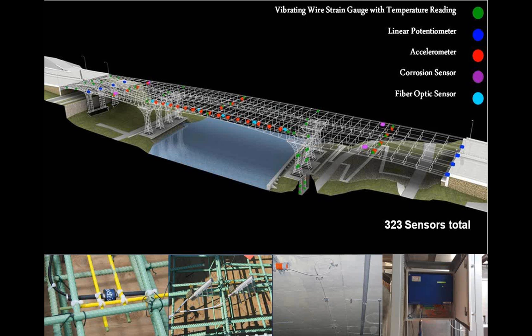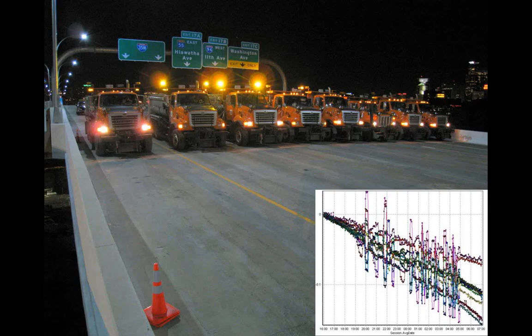Here you can see a schematic layout of the different sensors that were installed in the bridge, a total of 323 sensors, including vibrating wire strain gauges, temperature sensors, displacement sensors, accelerometers, corrosion sensors, and fiber optic long gauge sensors.